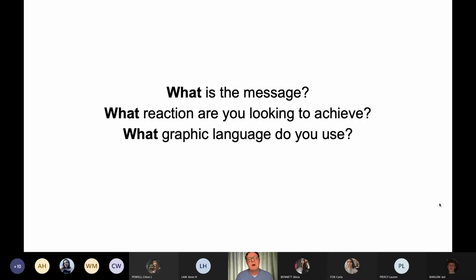And then there's the issue of what. Like, what is the message? What reaction are you looking to achieve in terms of perhaps a call to response? Or are you looking to simply raise the awareness and the profile of that museum, say? And of course, time and time again, what graphic language do you intend to use? What would be the language, the graphic language that most resonates with that audience or is most appropriate for the delivery of a particular kind of message?